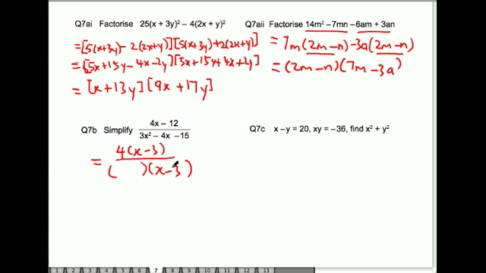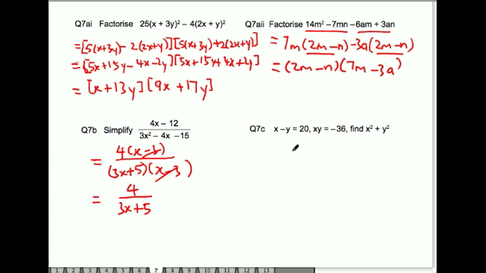Therefore, we already know one of the factors. The other factor is therefore 3x times x, 3x squared, and this must be a positive 5, because positive 5 times minus 3 will give you minus 15. Now we cancel the common factor to give us the result 4 divided by 3x plus 5.